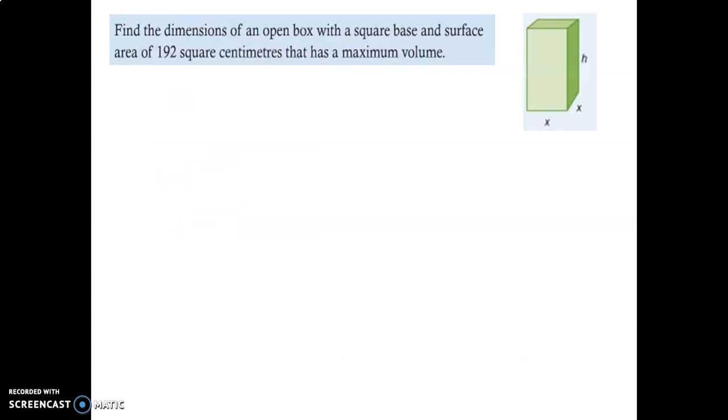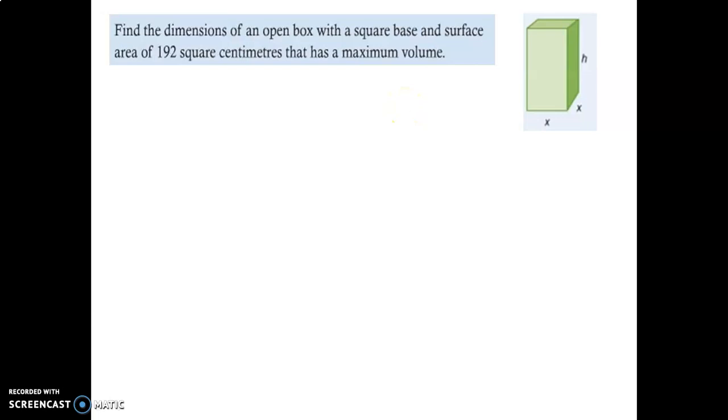We have an open box with a square base and a surface area of 192 square centimeters. And we are trying to maximize its volume. This picture is not very good, but imagine it's a box with an open top, so there's no surface there. Let's begin like we did with the other optimization problems.